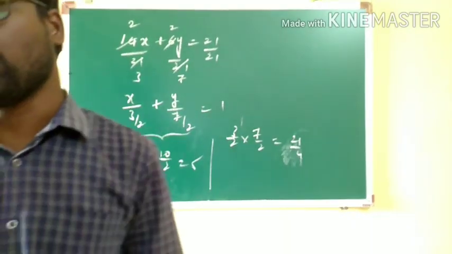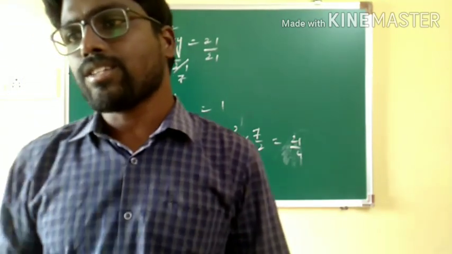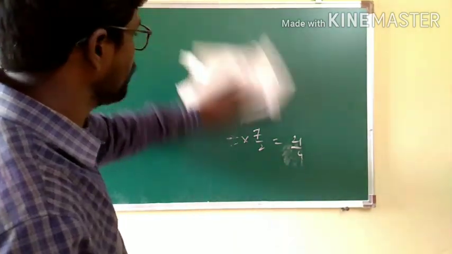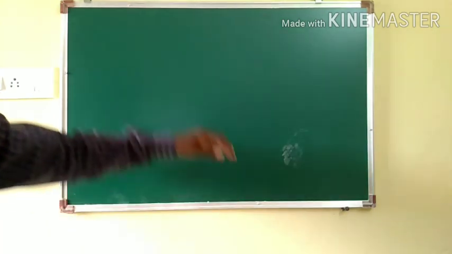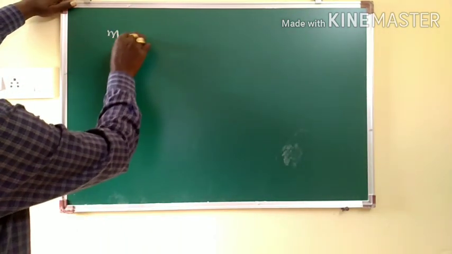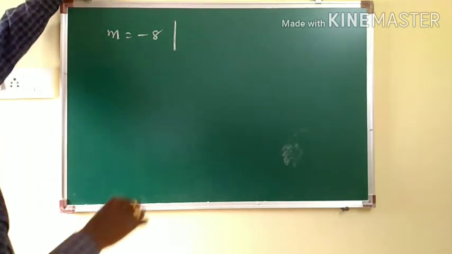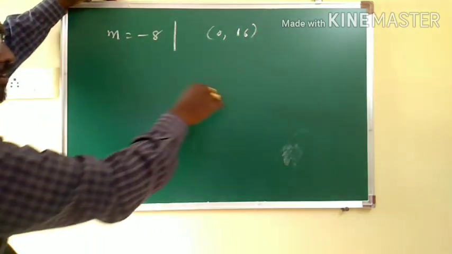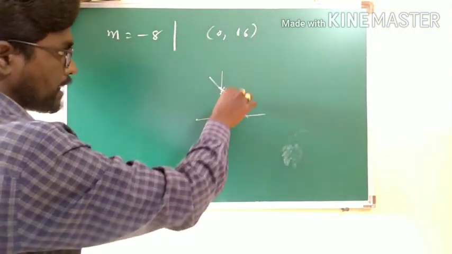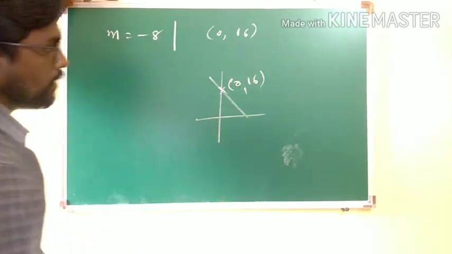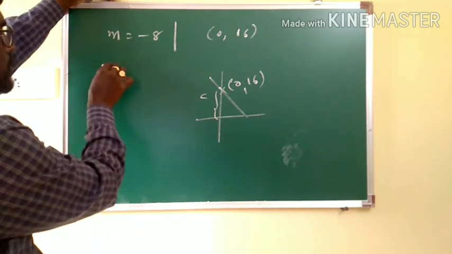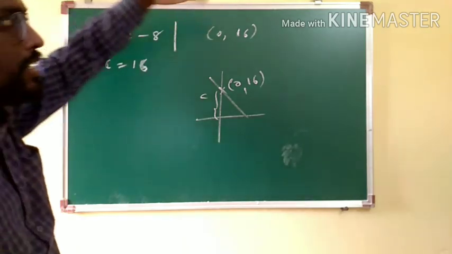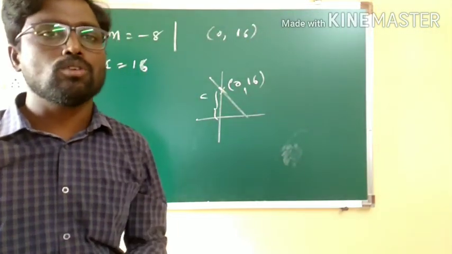Here somebody asked me about question number 15. The equation of straight line with slope -8 and y-intercept 0,16. The equation of the straight line with slope -8, that is m is equal to -8, and y-intercept, that is 0,16. See, as I said very clearly, y-intercept is nothing but the point where the line is going to meet the y-axis. That point is given as 0,16, means c is equal to 16. M is -8 and c is equal to 16. If at all it is given 0,-16, then you will take c is equal to -16.